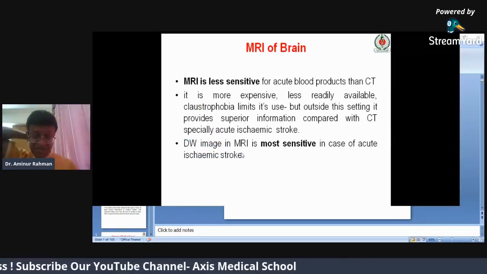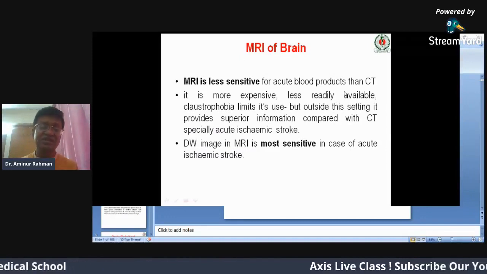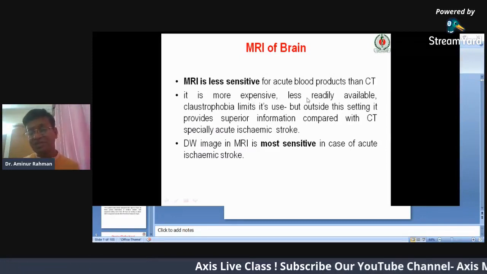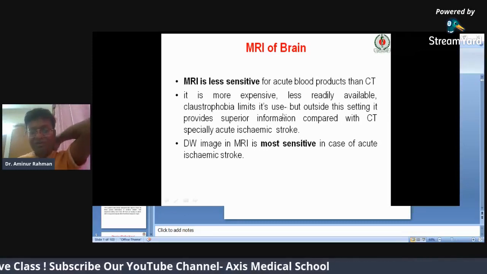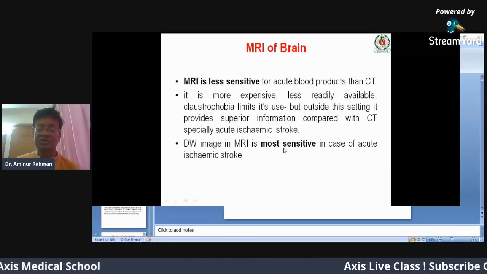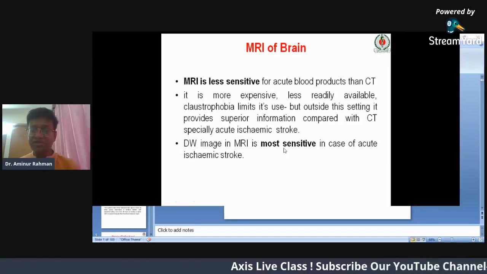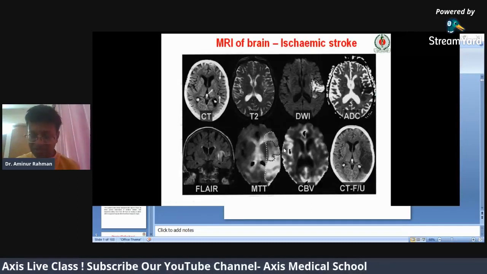MRI is less sensitive for acute blood products than CT, and it is more expensive, less rapidly available, and claustrophobia limits its use. DWI on MRI is more sensitive in acute ischemic stroke. So whenever we think there is a hemorrhagic stroke, we'll go for the CT scan.